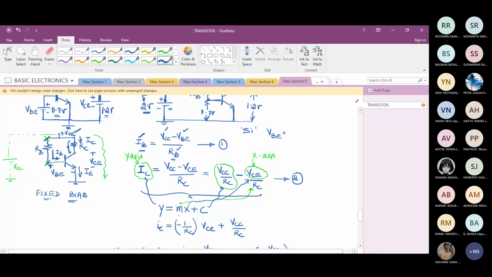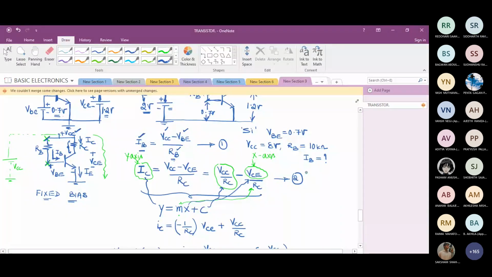0.7. Okay, 0.7. Say I have given VCC as 8 volts, and say I have given the resistance RB some value, say 10 kilo ohms. Can we find what is the base current IB? Yes, easily we can find.